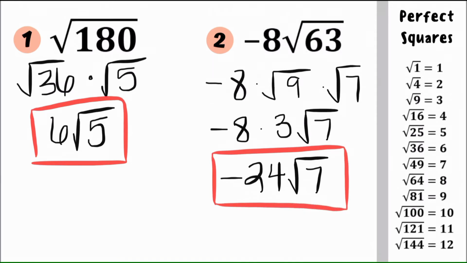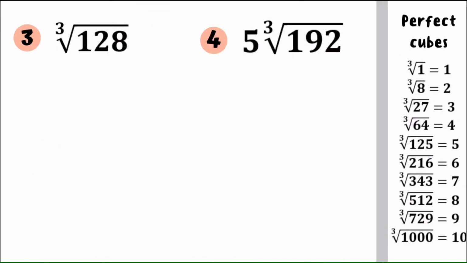Now we're going to take a look at cube roots. So with cube roots, I'm looking for what number can I multiply by itself 3 times to give me the radicand. So I have my perfect cubes out to the side to kind of help me break these down. And a lot of times with the cubes and fourths, you're going to have large numbers. So let's look at number 3, the cube root of 128.